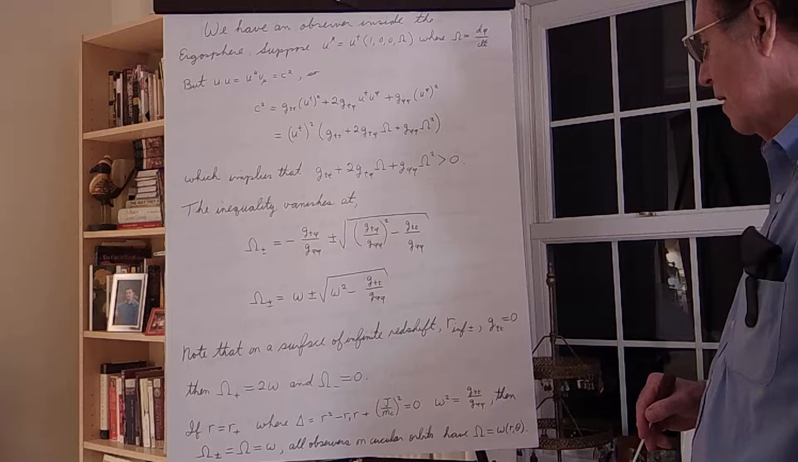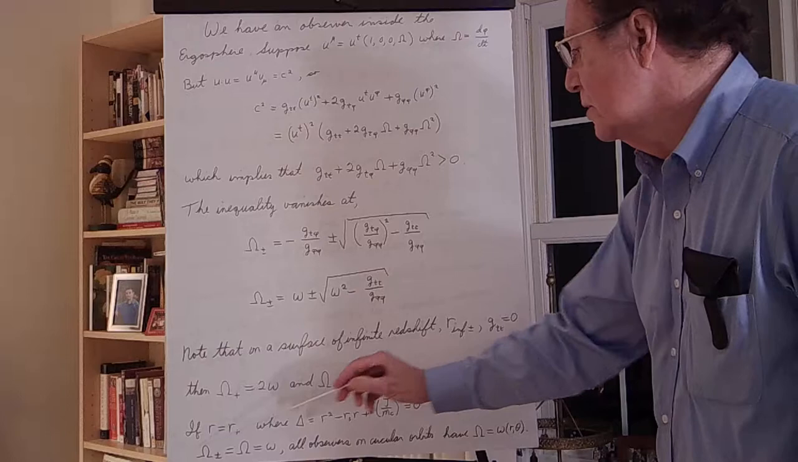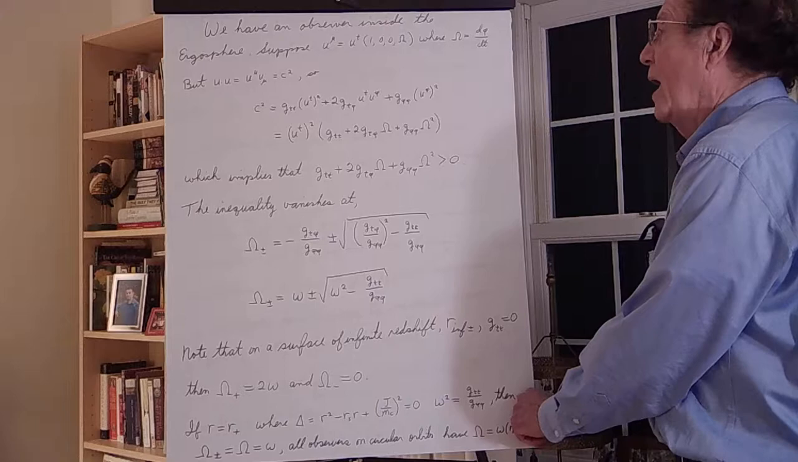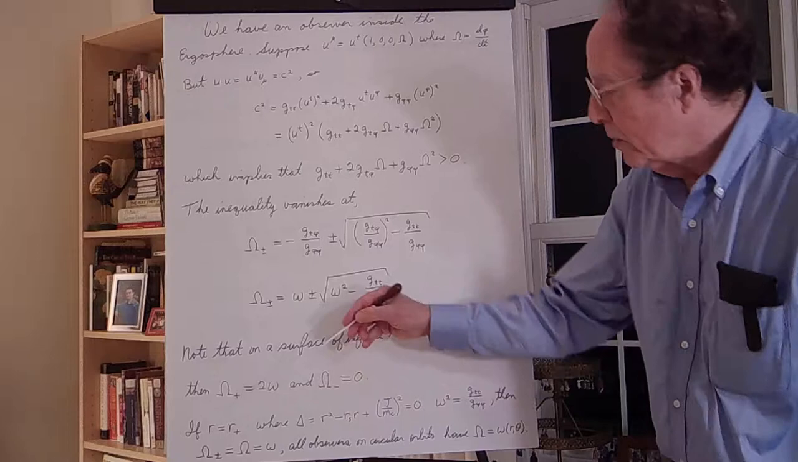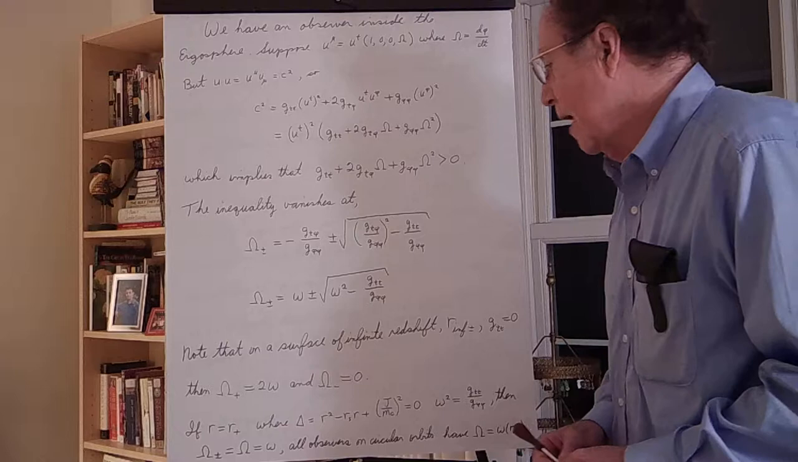We do a little bit more arithmetic, and we'll find that omega squared is GTT over G phi phi, and in that case, the two solutions coalesce to one solution, and that solution is just omega. So in that particular case, all observers in circular orbits have a common angular velocity. It's a little bit more arithmetic to be done in this case, and we're going to leave that to recitation because it's just more arithmetic, but it's showing us how the frame dragging occurs.